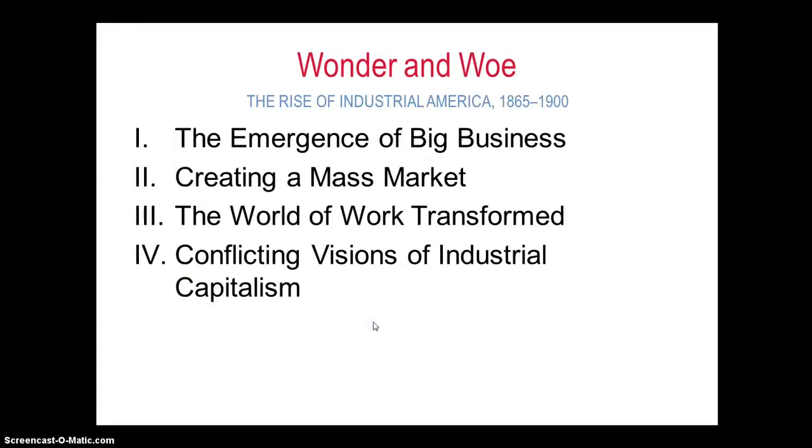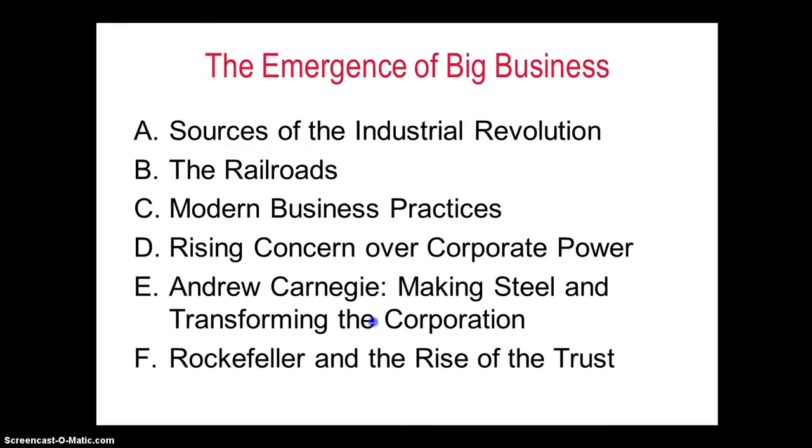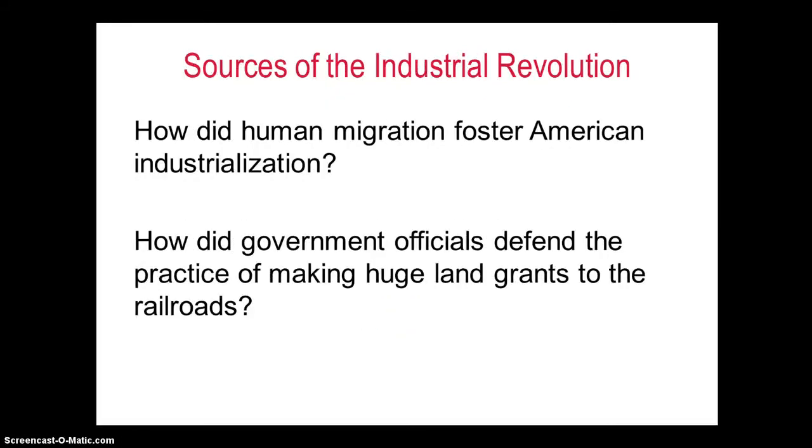Well, let's talk a little bit more about what's in this chapter. We're going to be covering these topics, and I'm actually just going to go right into them. So, sources of the Industrial Revolution. The question here in the PowerPoint is, how did human migration foster American industrialization?